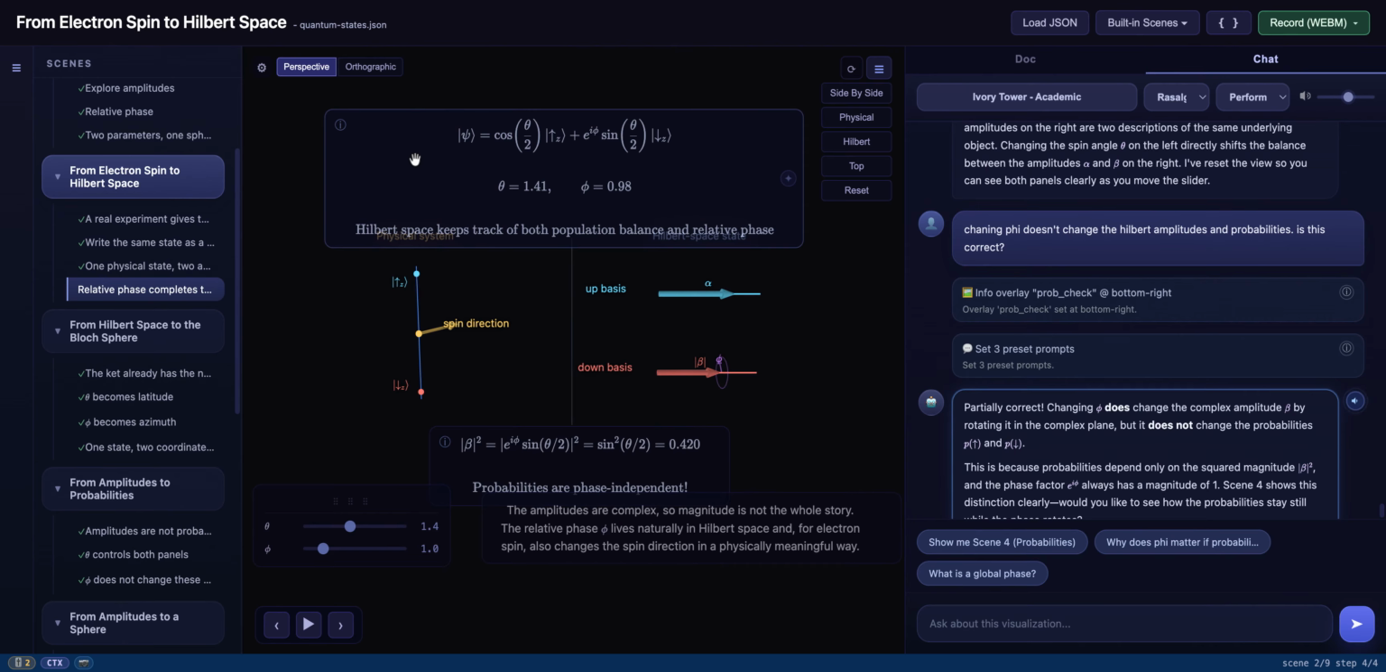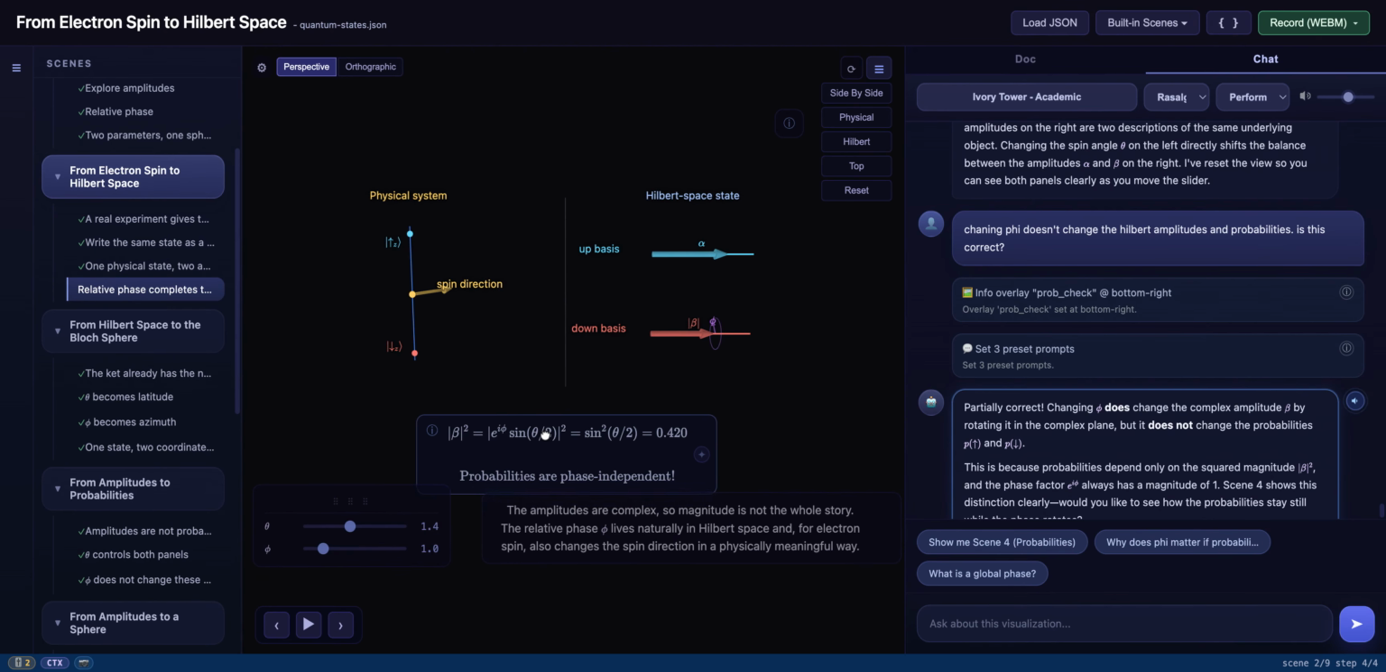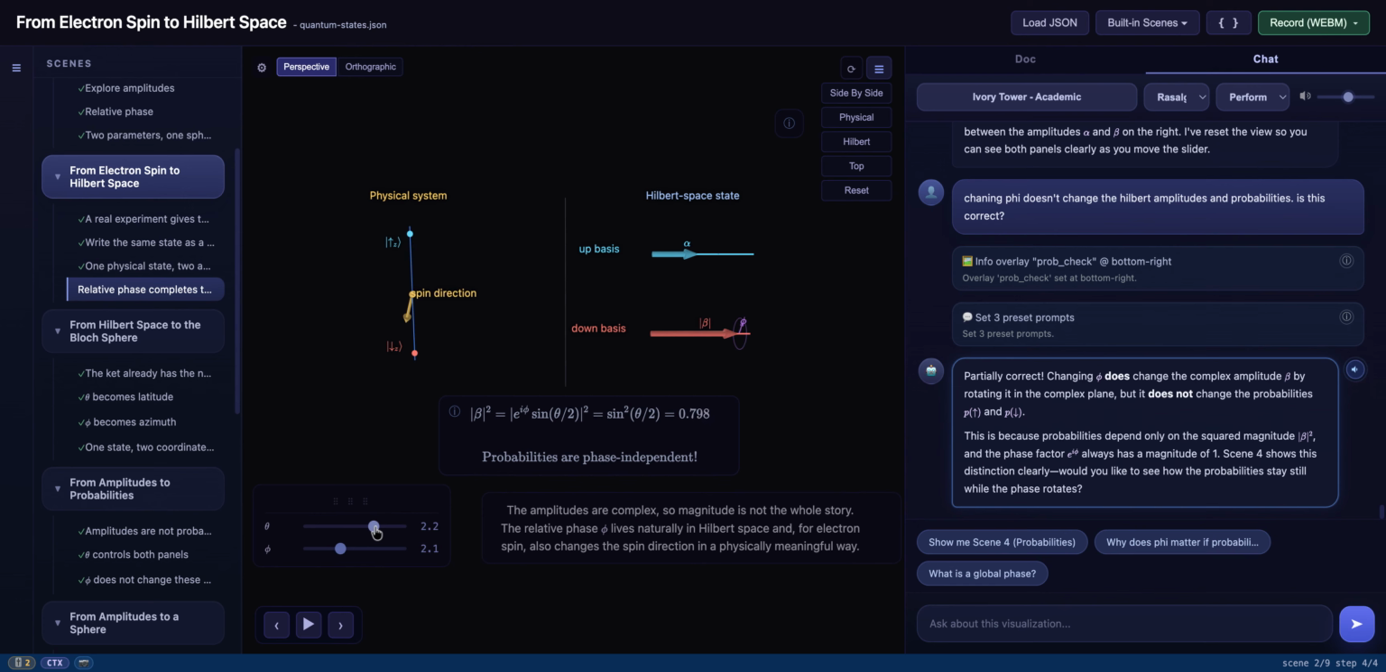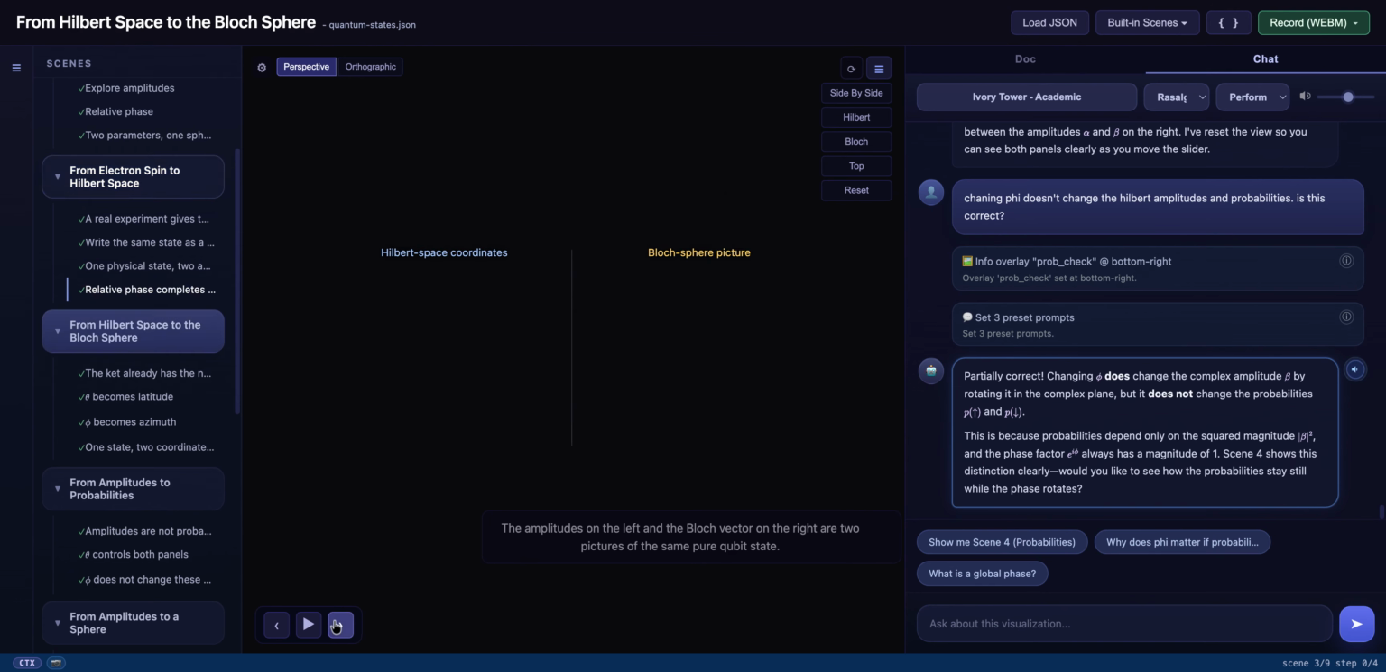Yes. Partially correct, I concur. Changing φ does indeed alter the complex amplitude β by rotating it within the complex plane. However, it does not induce any change in the probabilities of spin up and spin down. This stems from the fact that probabilities depend solely upon the squared magnitude of β, denoted as |β|², and the phase factor e^(iφ) has magnitude one.